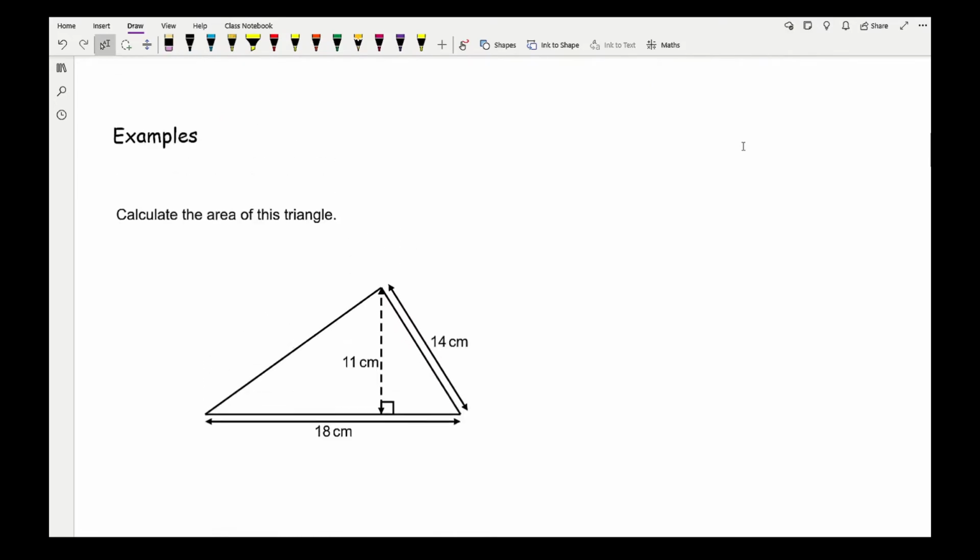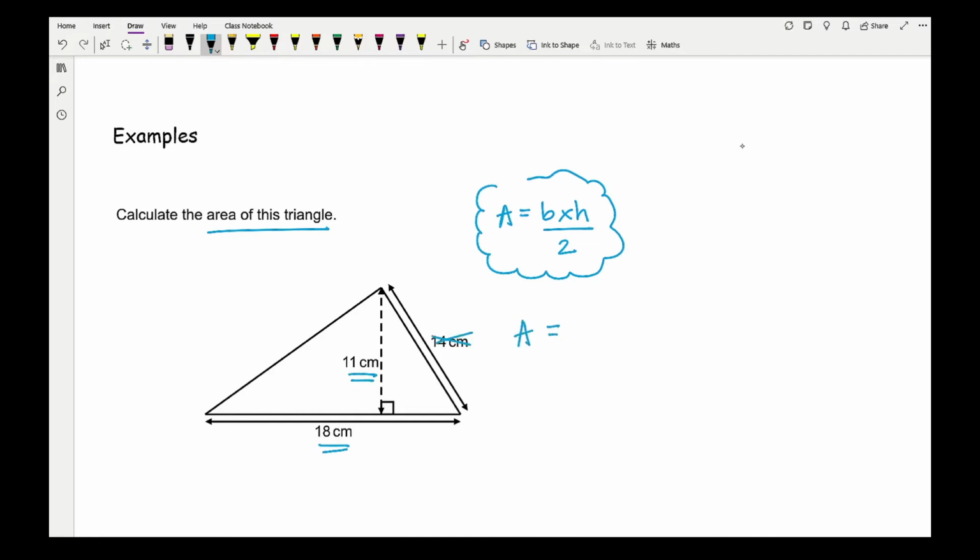So in this, it's important that you recognize what shape we're actually dealing with. It's pretty obvious because it says the area of a triangle. Good practice is to write down the formula that you're going to be using. So once you know what shape you're working with, write down the formula. For this, I'm going to need to know the base and the height. Now here I've got 3 measurements, so I need to be careful that I'm choosing the right 2 measurements. So the base is going to be 18 and the height is going to be 11. So I can ignore the 14 centimeters. So the area is going to be equal to 11 times 18 all divided by 2.